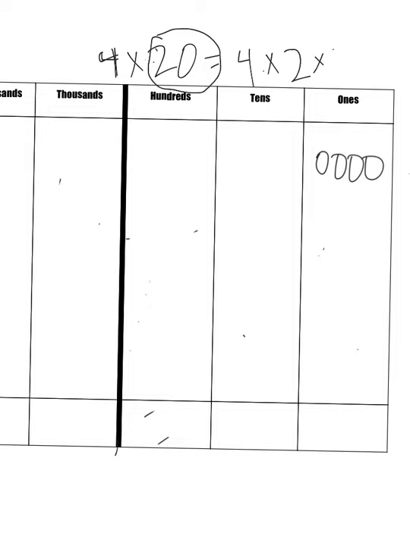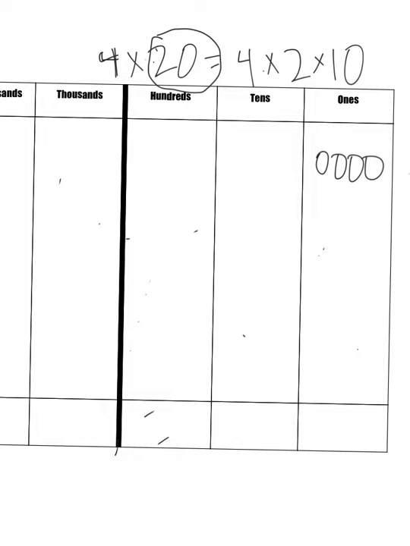So instead of thinking of it as 4 times 20, you can think of it as 4 times 2 times 10, because as you know, 2 times 10 is obviously the same thing as 20. So instead of multiplying 4 times 20, now we're multiplying 4 times 2 times 10. So what we can do first is just multiply 4 times 2.